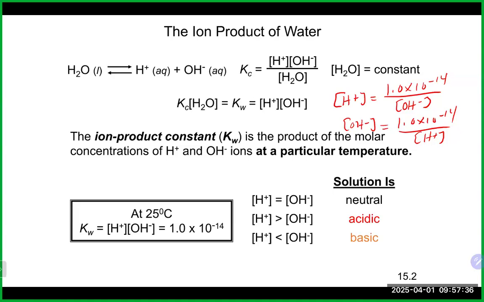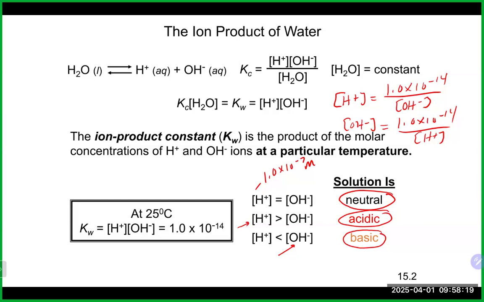So we could compare the H plus concentration to the OH minus concentration. And if the H plus concentration equals the OH minus concentration, by the way, at that point, they both will equal 1 times 10 to the minus 7 molar. You will have a neutral solution. If you look at the H plus concentration and it's larger than the OH minus concentration, which means the acid part is larger than the base part, then the solution will be acidic. And if the OH minus is larger than the H plus concentration, that means the base part is larger than the acid part. You will have a basic solution.